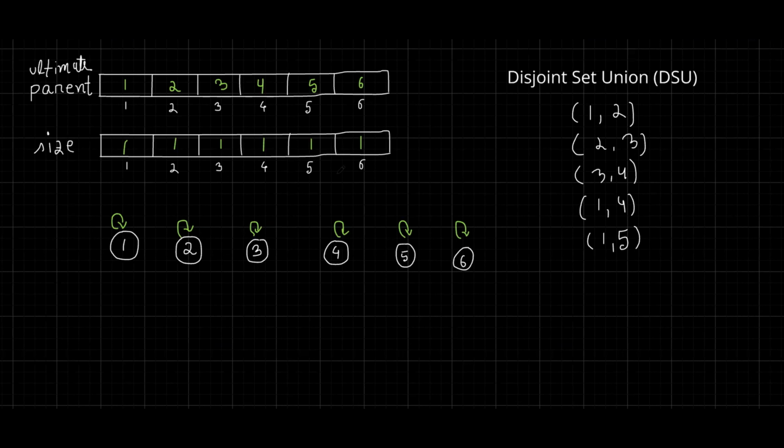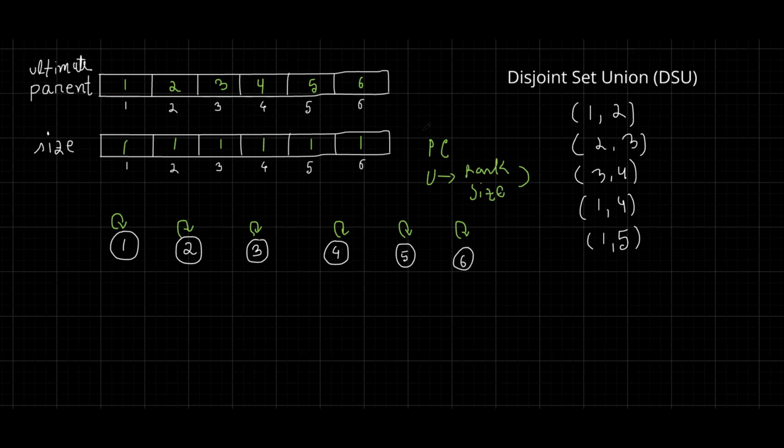Now we have to do two things. One is path compression, another is union. To apply the union, there are two algorithms. One is union by rank and another is union by size. So here we will apply union by size. Both of them have the same complexity, so you can use any of them. In this problem, I am using union by size.